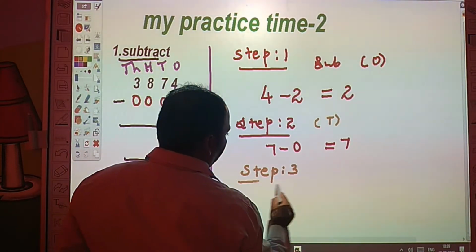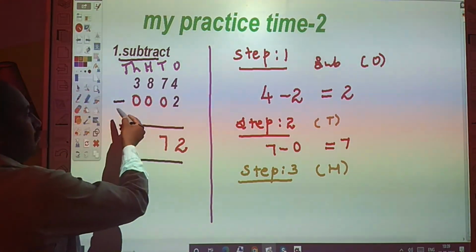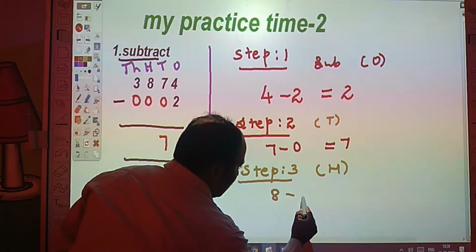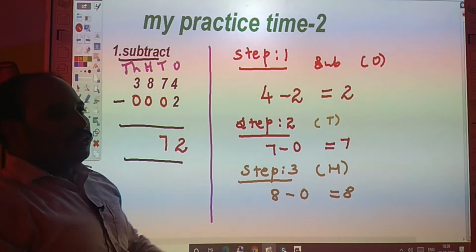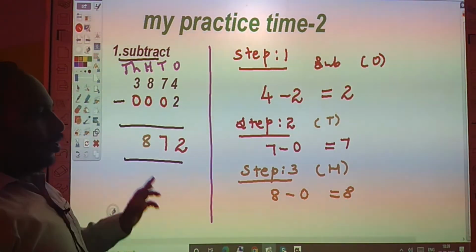Step 3. Hundreds place. 8 minus 0. 8 minus 0 is equal to 8. The next one, we go to thousand place.